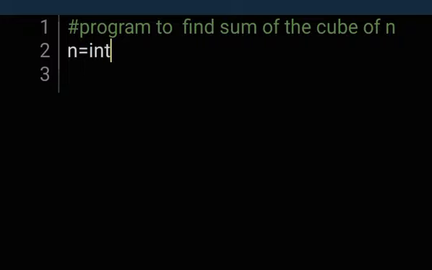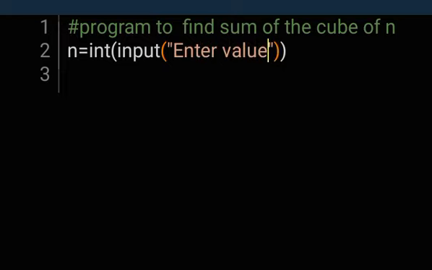I need an int function to convert my input function into an integer, since my n is an input. Then I now enter the value. I now enter the prompt, the literal, "enter value of n." That's good. So now I've entered the value of n.